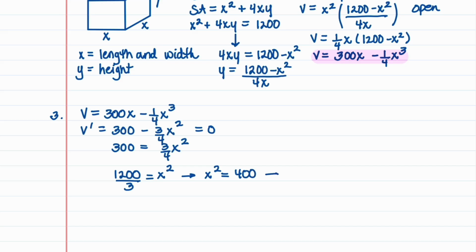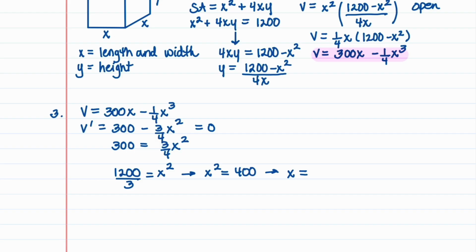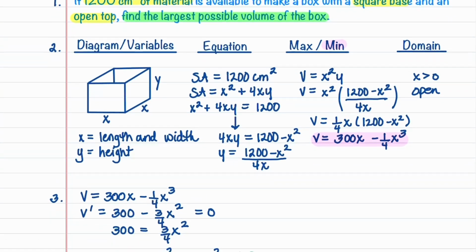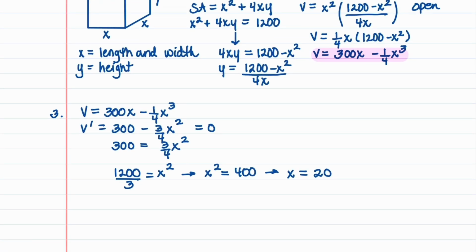And we take the square root of that, and it's really nice. We get that x is equal to 20. Now we need to put units. Let's go back up. We have centimeters squared for surface area, so x is 20 centimeters. And we'll go ahead and highlight that.